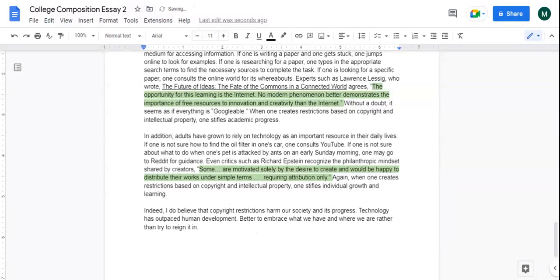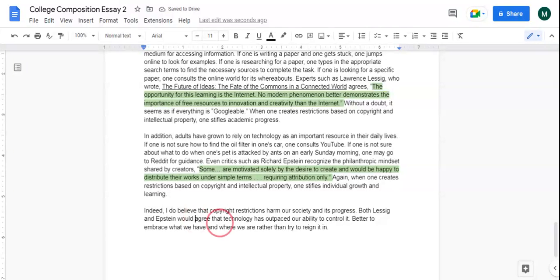I might just say technology, maybe even saying both Lessig and Epstein would agree that technology has outpaced almost our ability to control it. Might agree that technology has outpaced our ability to control it, better to embrace what we have.